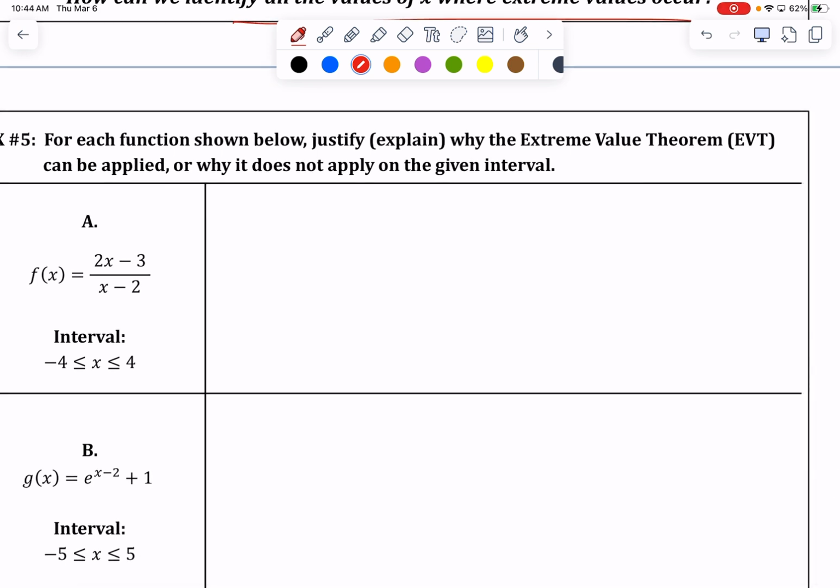why it applies. First of all, let's look at this. Part A. Look at the equation. Look at the closed interval from -4 to 4. Does EVT apply?